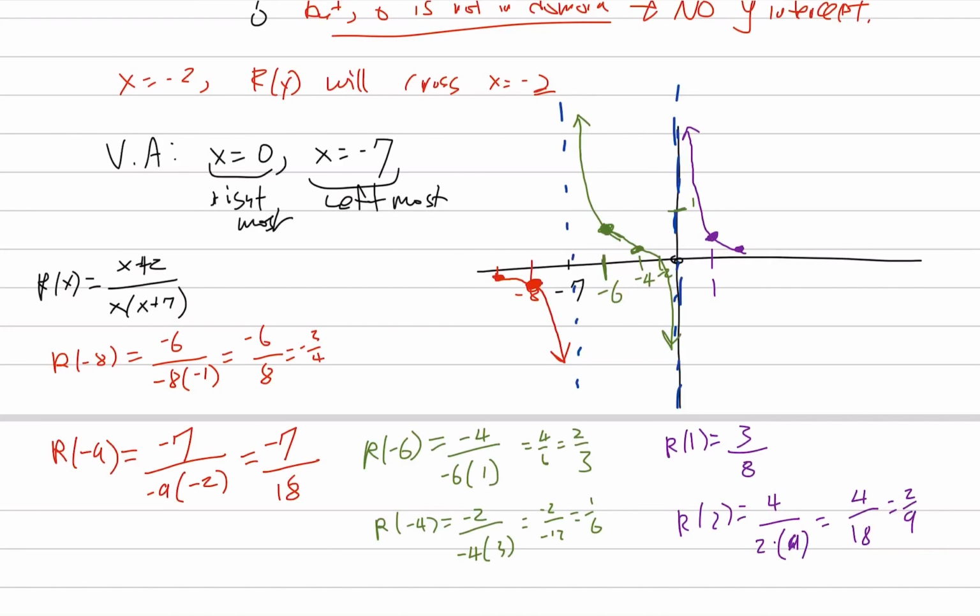So what is that saying? This is saying that for negative 7, on one side of negative 7 the graph is approaching negative infinity, and on the other side of negative 7 it is approaching positive infinity. For the vertical asymptote at x equals 0, on one side it approaches negative infinity, on the other side positive infinity. So that's why the answer is C.